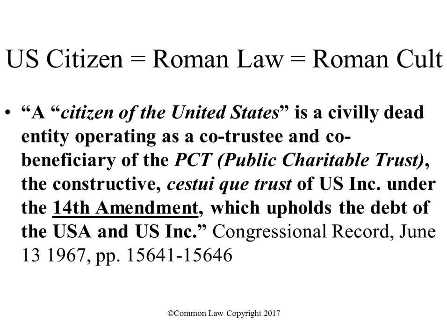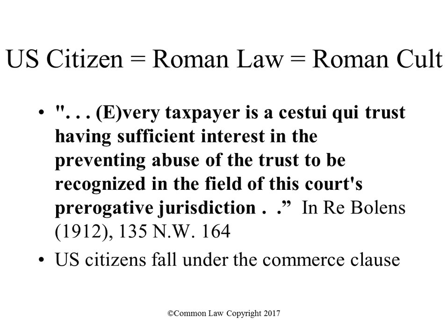You ever looked at the Congressional Record? It's extremely fine print. It's three columns. There's a huge amount of stuff on one page, and this is five pages. It's a summary. Every taxpayer is assessed a K trust having sufficient interest in preventing the abuse of the trust that is to be recognized in the field of the court's prerogative jurisdiction. That's Henry Bolens. U.S. citizens fall under the Commerce Clause, okay? U.S. citizens, they don't have any rights. A U.S. citizen equals Roman law equals Roman cult.